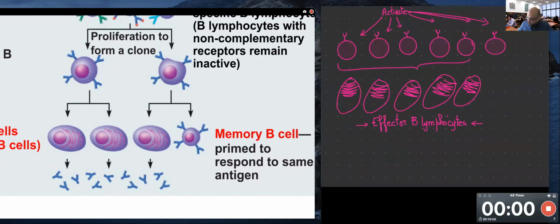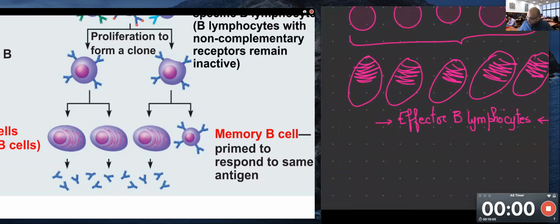They would be producing antibodies, which are protein molecules, and that's why I have that large Golgi apparatus occupying major part of the cell. I'm producing copies and copies of those immunoglobulins that have the ability to bind to the same exact antigens that I am recognizing.